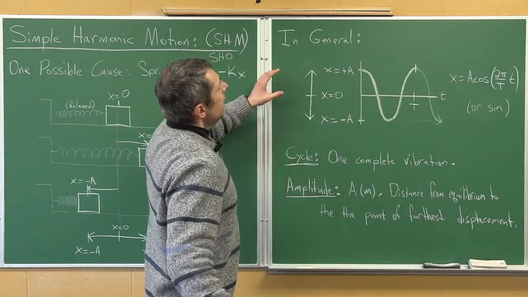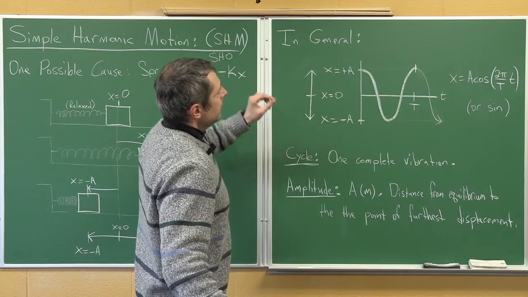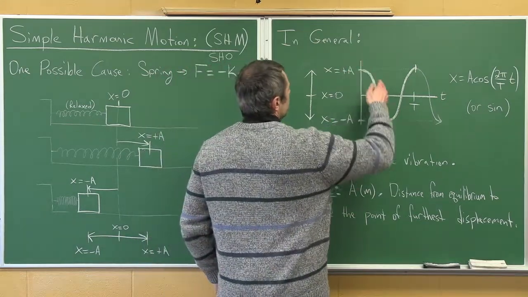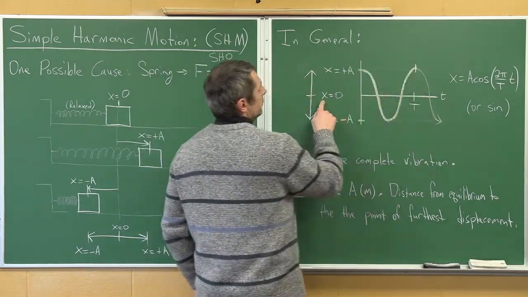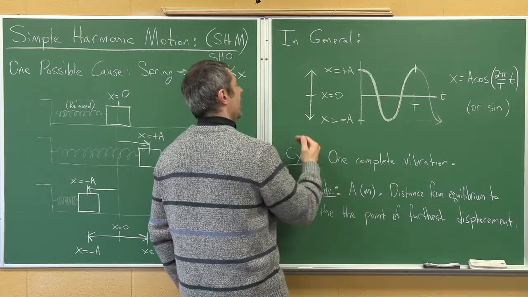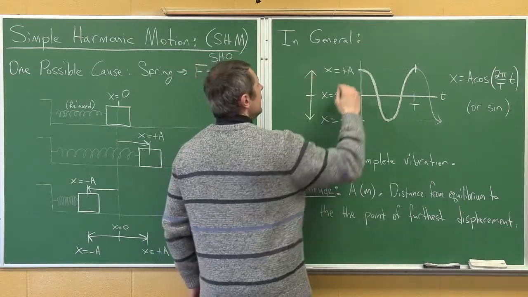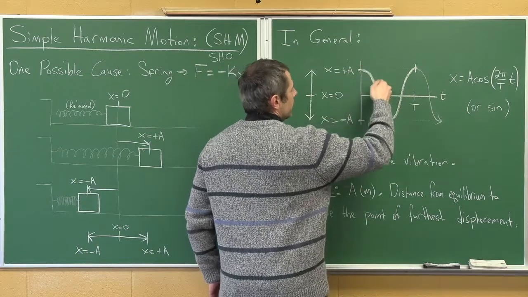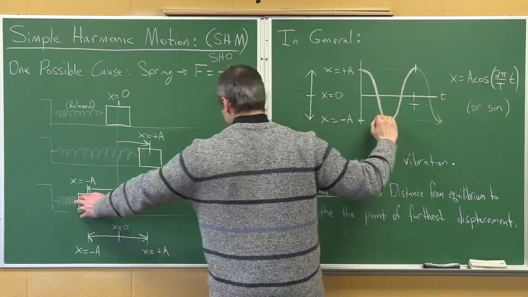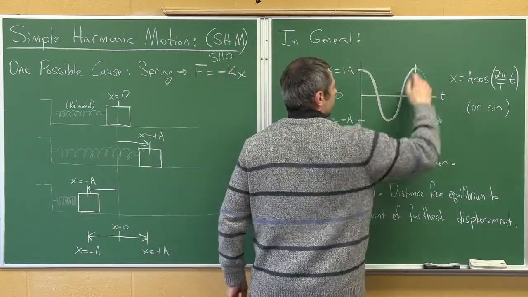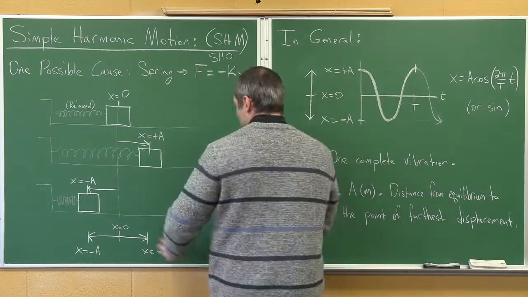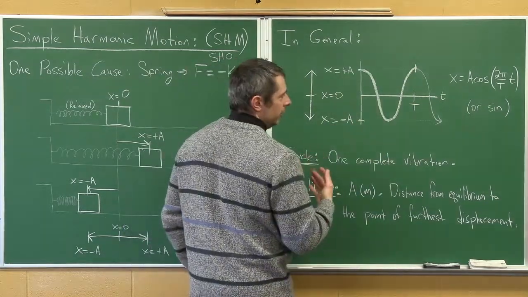In general, a simple harmonic oscillator is something that traces out a smooth curve like this if we were to plot x as a function of time. Remember, this is oscillating back and forth, starts at some positive value, goes to 0, and then to the negative, and then goes back to the positive. So this is like how far it's moving along the x-axis, or the displacement.